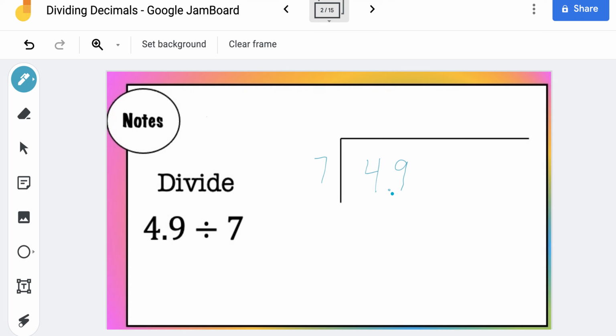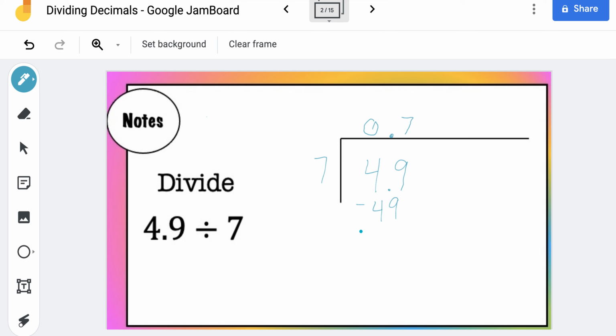So what we're going to do now is bring this decimal straight on up to the top like this. And we're going to say, can 7 go into 4? And the answer is no, so it's going to be 0. And then we're going to say, can 7 go into 49? And the answer is yes, because it goes in 7 times exactly. And then 7 times 7 is 49.